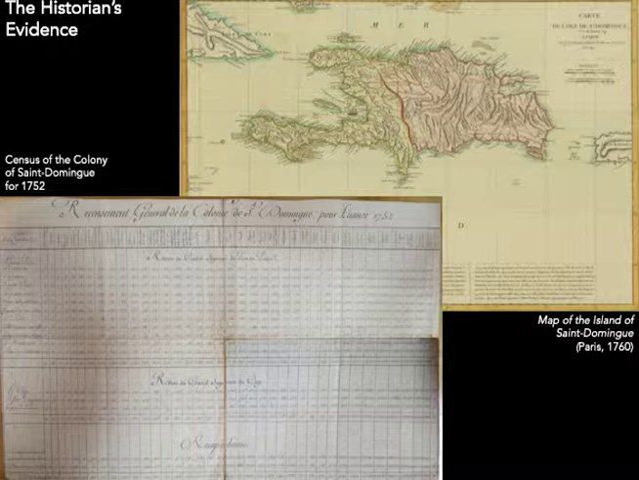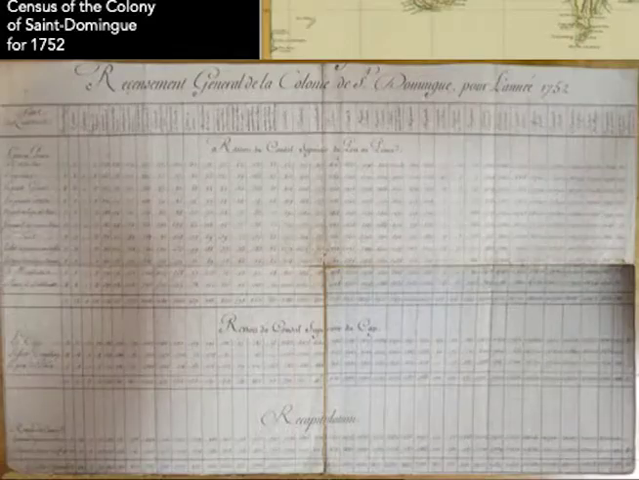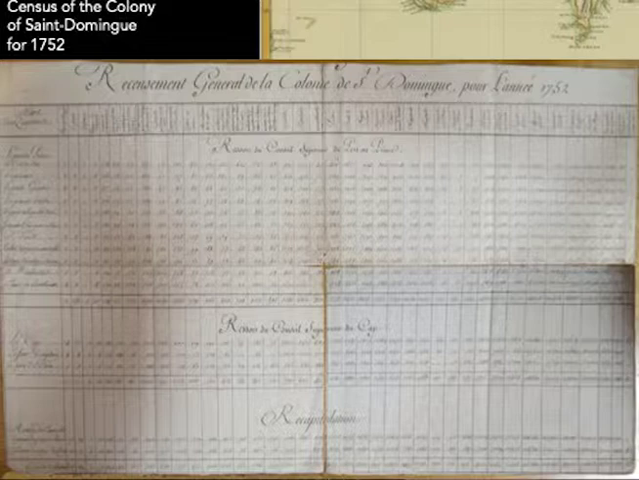Okay, so this census has all sorts of numeric information about the colony, such as the human population, categorized by location, gender, race, age, freedom status. It lists the number and type of farm animals that were present, and it also spells out the agricultural capacity in numbers of sugar estates, indigo producers, and amounts of other agricultural commodities, ranging from bananas to coffee to cotton.